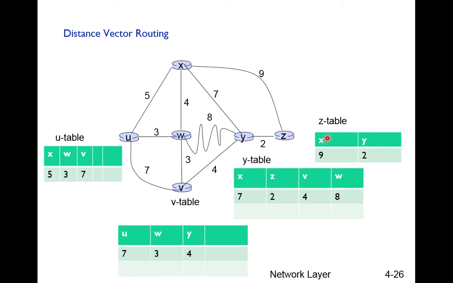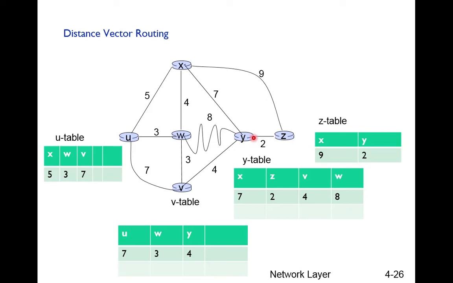So the complete table of Z at the moment will be X equal to 9 and Y equal to 2. This is the complete table stored in Z at the moment, because Z only knows about X and Y.